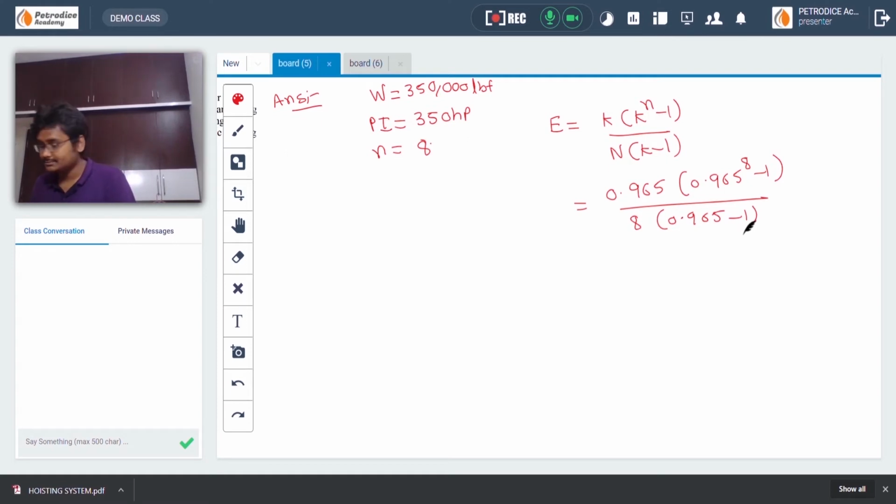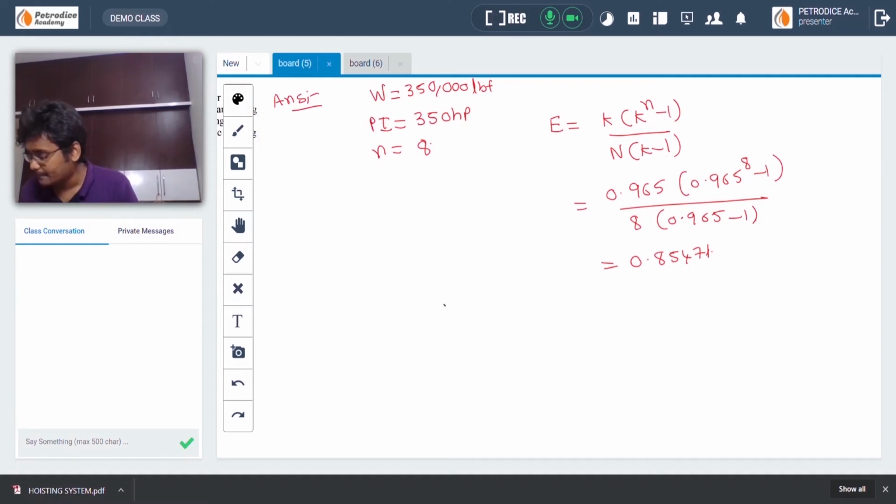So if we calculate it, 0.965 to the power 8 minus 1, multiplied by 0.965, divided by 0.965 minus 1, divided by 8, E is given as 0.8547. The efficiency of the block and tackle system is 0.85471. The first question is to calculate the fast line load.